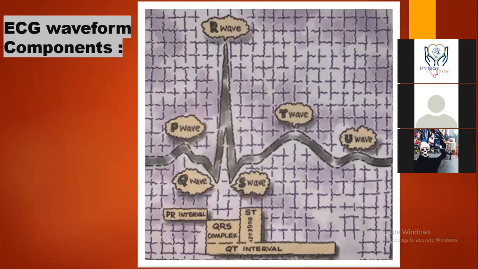The voltage, as I've mentioned, helps define the electrical alterations. In cases of low voltage, it helps define disease, like the other components such as the P wave and the QRS. This is the importance of the voltage. Yes, in case of pericardial effusion, we will have low voltage.